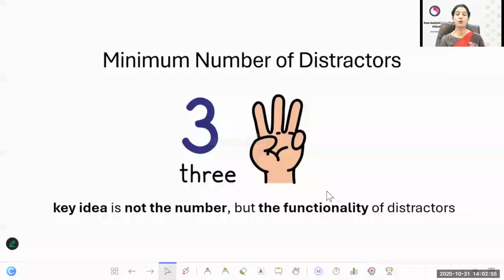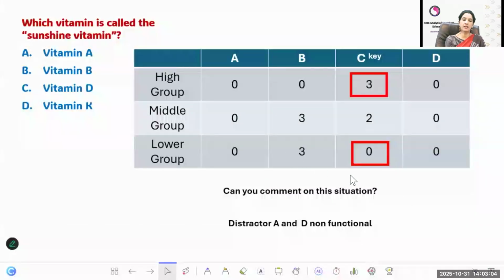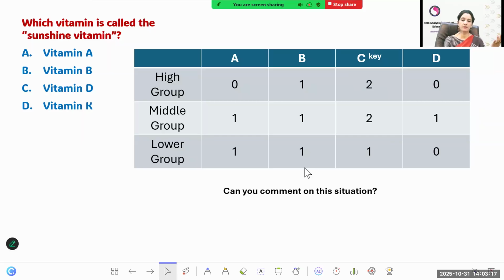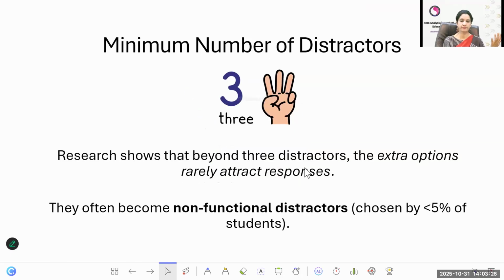And again, it is not only about the number. Like in the previous scenario, you can see there are 3 distractors, but only one distractor is functional. The rest 2 are non-functional. So it is not only about the number of distractors, rather the functionality of the distractor is also important. That means all the 3 distractors should be functional. It should not be non-functional.